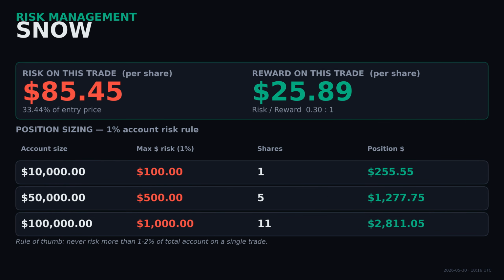Now this is the slide nobody on YouTube actually talks about, risk management. On screen, you see the dollar risk per share, the dollar reward per share, and a position sizing table built around the 1% rule. The rule is dead simple. Never risk more than 1% of your total account on a single trade. So if you've got a $10,000 account, you're risking $100 max. And that decides the share count, not your gut feel. Get this right, and you can be wrong 10 times in a row and still be in the game. Get it wrong, and one bad trade can take you out.